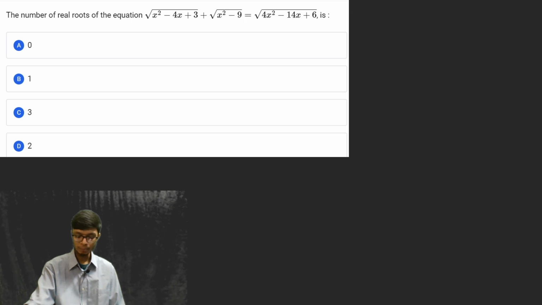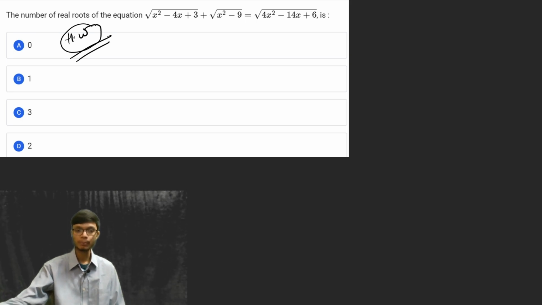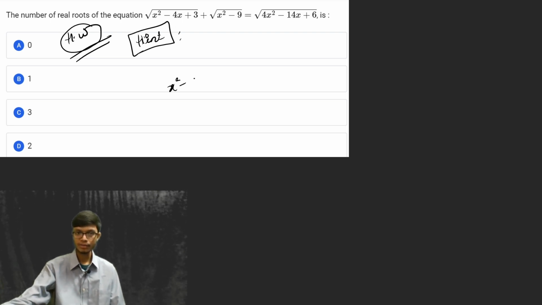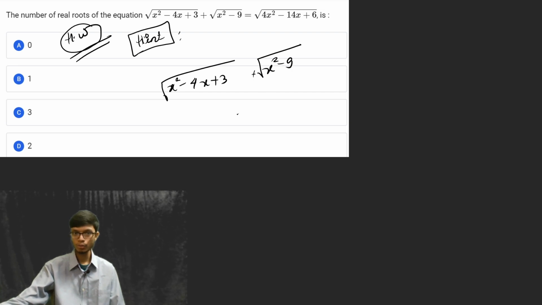The next problem is again a very important problem, but I would like all of you to solve this particular problem as a homework problem. Just solve it on your own and come up with the answer in the comment section. But definitely, like the previous problems, I will give a hint. You can see the first equation: square root of x square minus 4x plus 3, plus square root of x square minus 1 minus 9, is equal to something, and you have to solve this equation.